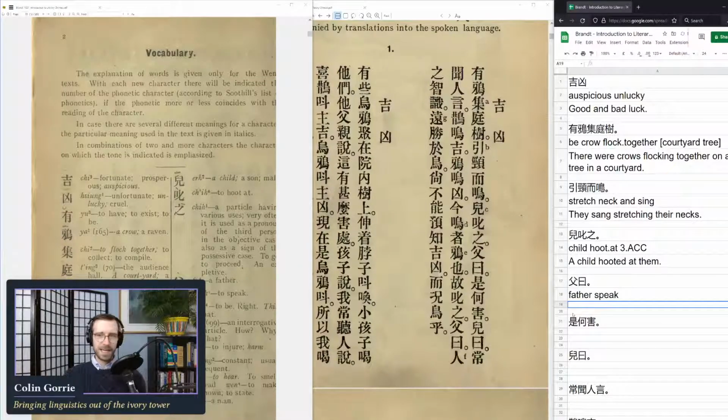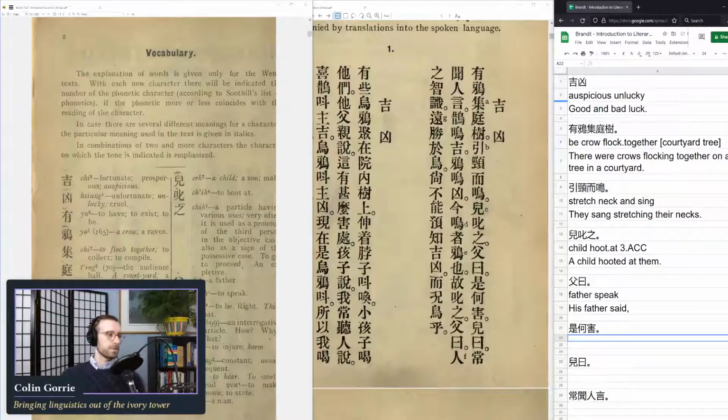So I'm taking this as a kind of quotative. His father said. What's next? Shi he hai. Interestingly, if you know Mandarin, you might be expecting this to be the verb to be, which it is not. It is a pronoun, this or that. So let's translate it as this, because that's what we're given. That's the help that it gives us.